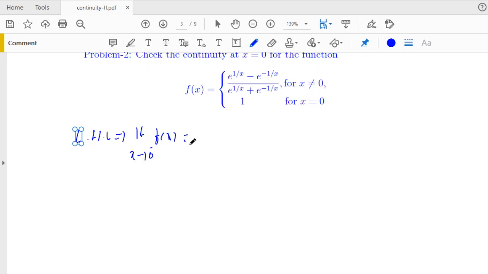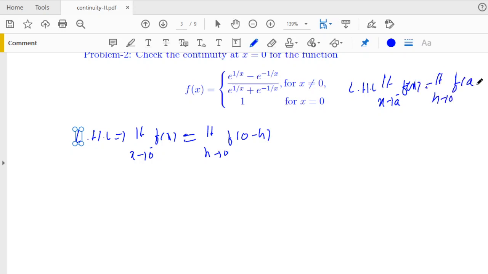We know that limit x goes to 0 minus of f(x) is equal to limit h goes to 0 of f(0 minus h). That means the left hand limit, limit x goes to a minus of f(x), is equal to limit h goes to 0 of f(a minus h). Similarly, the right hand limit, limit x goes to a plus of f(x), is equal to limit h goes to 0 of f(a plus h). These are the two formulas for the left hand limit and right hand limit.